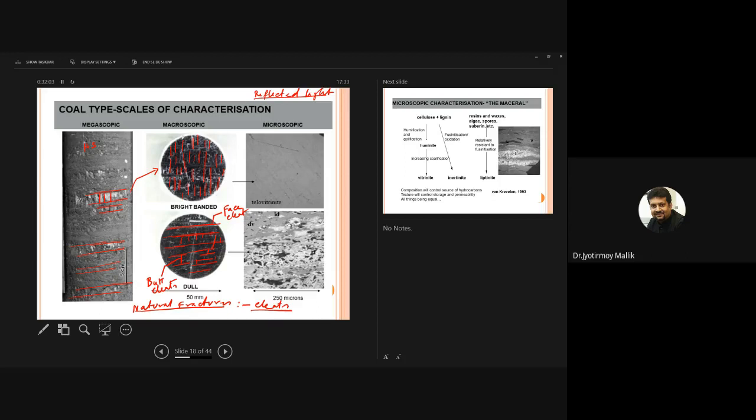And these cleats are absolutely important for one particular thing: these cleats actually provide permeability to a coal seam. So the cleats are important to provide permeability.